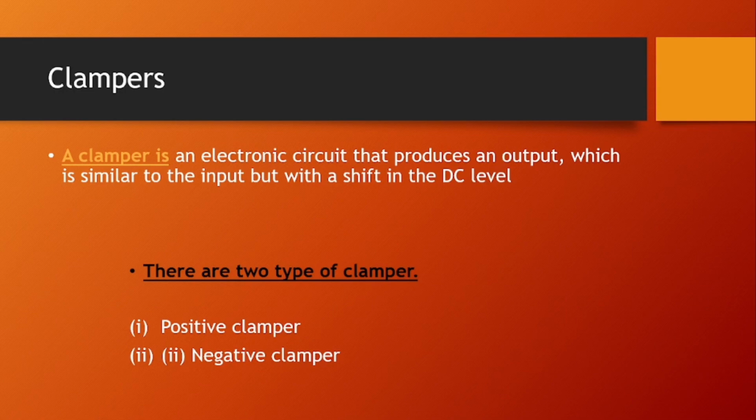Good morning, sir. My name is Ivan Ibanez. So next is clampers. A clamper is an electronic circuit that produces an output which is similar to the input but with a shift in the DC level. There are two types of clamper: first is the positive clamper and second is the negative clamper.